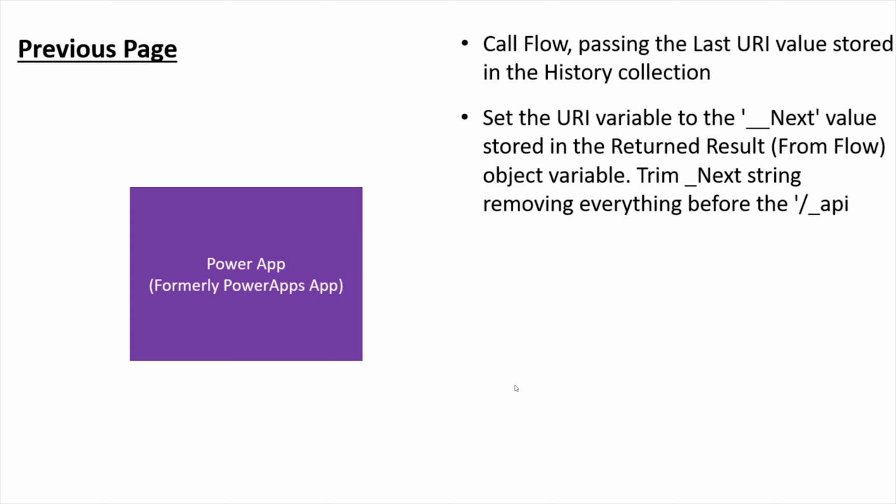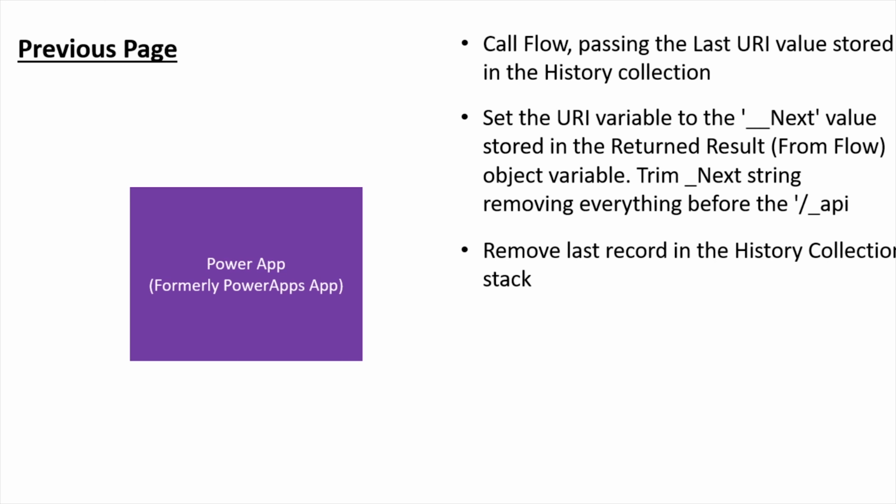Then we want to set the URI variable to the next value stored in return results. So that value that comes back from Flow, we just want to set our URI that we're going to pass to Flow. If we click next again, we want to set that to the next value that's returned back from Flow. And again, we have to do that string manipulation. It's very similar to the previous step when we're doing next, but basically, we've done a previous, and it's the same Flow we've called and the result's the same.